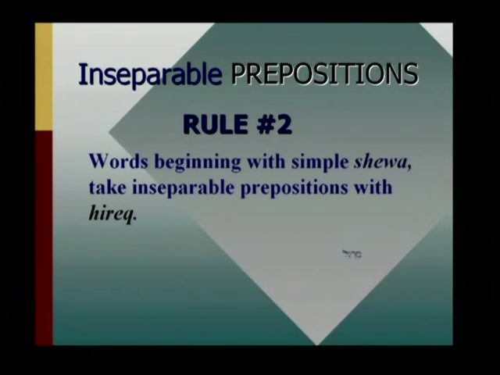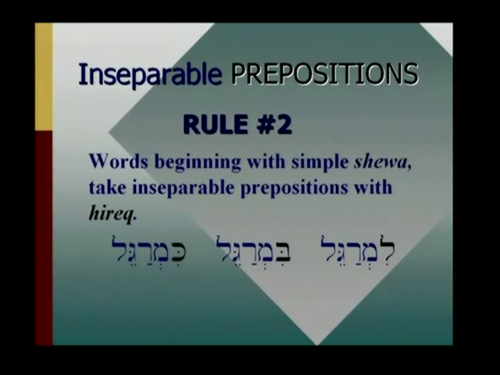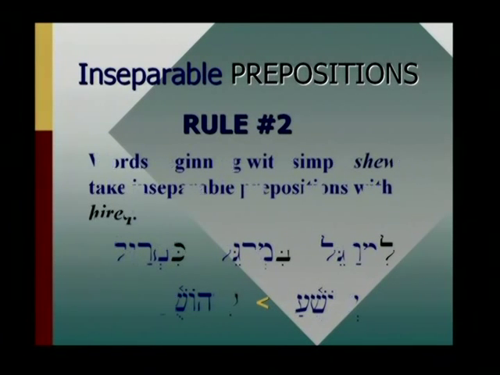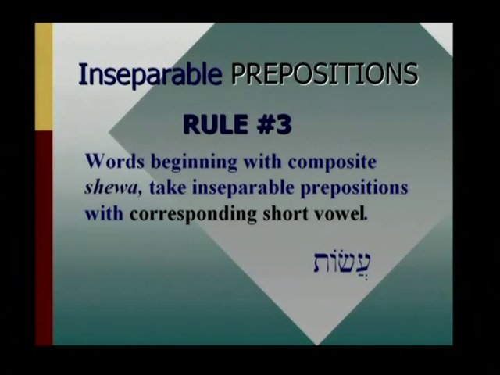Rule number 2, words beginning with simple schwa take inseparable prepositions with a hirik, because you cannot have 2 schwas together at the beginning of a word. So the first schwa that would normally be there then changes to a hirik to avoid having two schwas at the beginning of a word. And there's exceptions of this where the schwa that was there originally disappears. Schwas under yods especially disappear, like in Yehoshua becomes Lihoshua. The schwa that was there disappears because the yod becomes part of the hirik. It's an exception, a change, and irregularity.